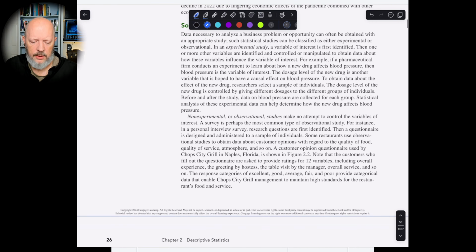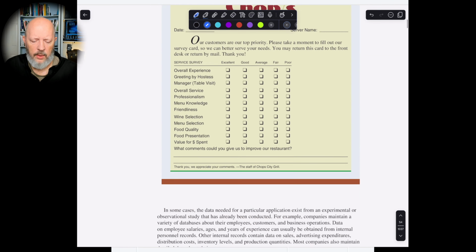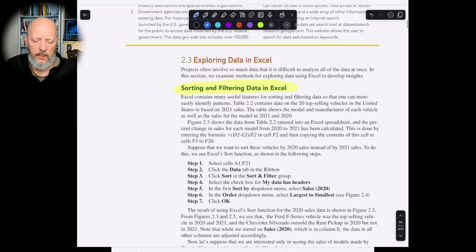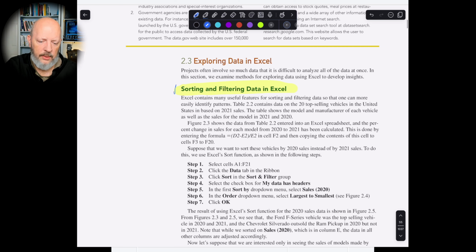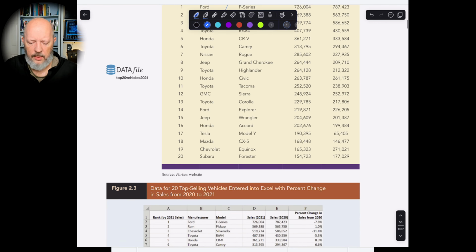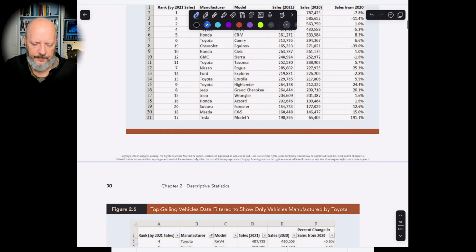So let's see. What else do I really want to hammer in? Like I said, these are things you're going to need to know all the time: sorting and filtering in Excel. Make sure you know how to do this, because that's like 90% of the work that we probably do in the world. Let's keep going.